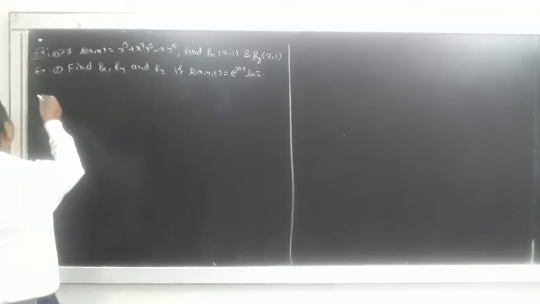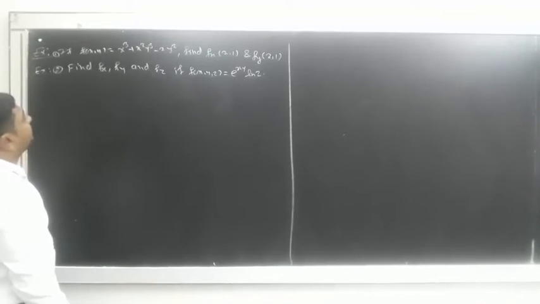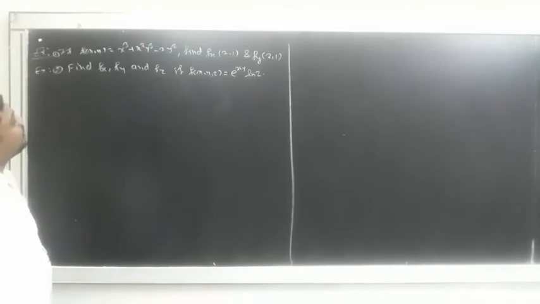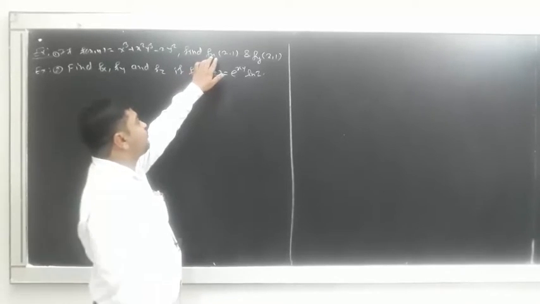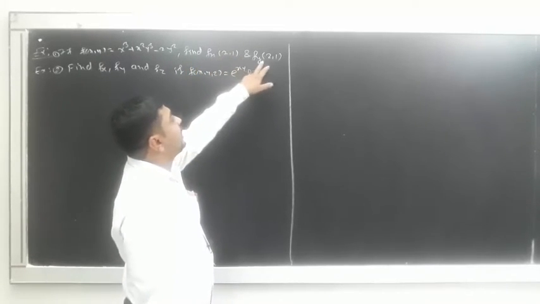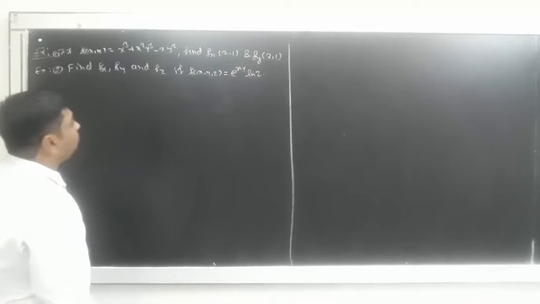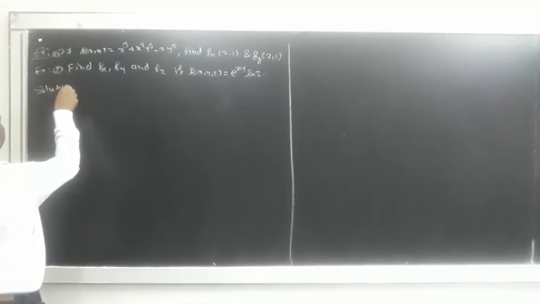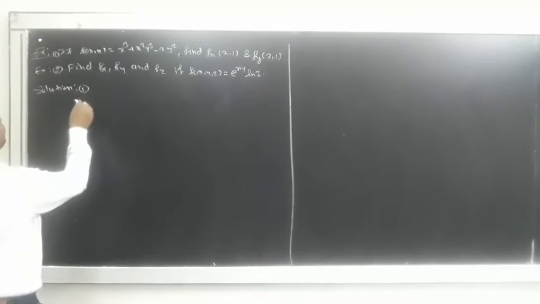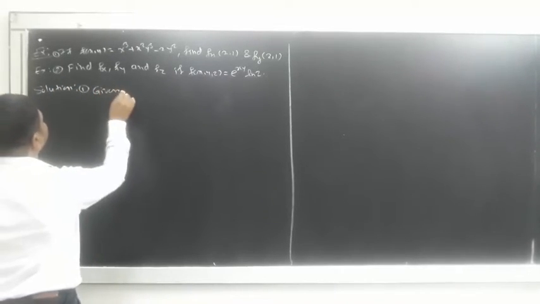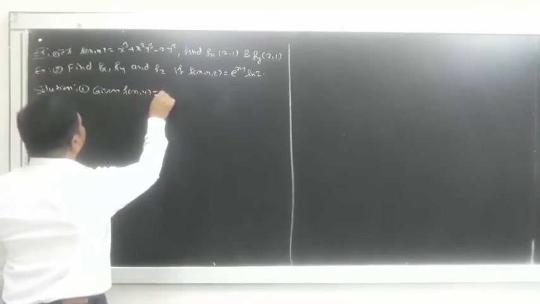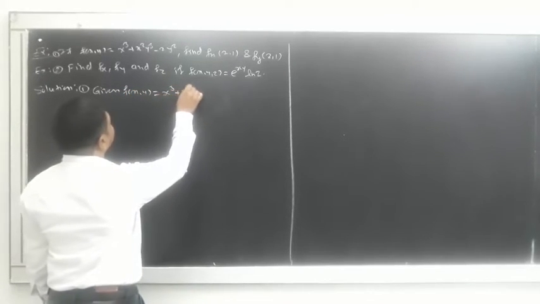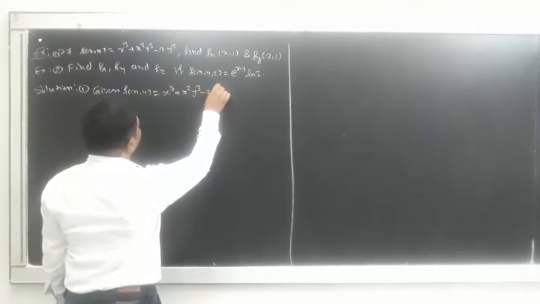So first example, if f of x, y is equal to x cube plus x square y cube minus 2y square, find fx(2,1) and fy(2,1). That is the partial derivative of f with respect to x at point (2,1) and the partial derivative of f with respect to y. So, solution first. What we have given is f(x,y) is equal to x cube plus x square y cube minus 2y square.